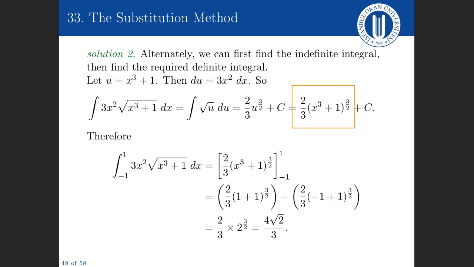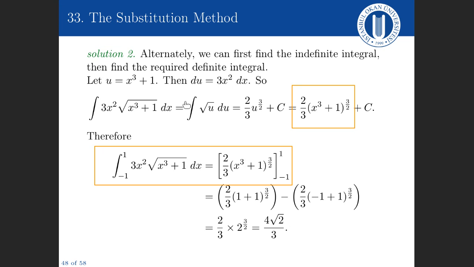And therefore, our integral is equal to 2/3 (x cubed plus 1) to the power of 3 over 2, evaluated at minus 1 and 1. And again, we can calculate that this is 4 square root of 2 divided by 3.